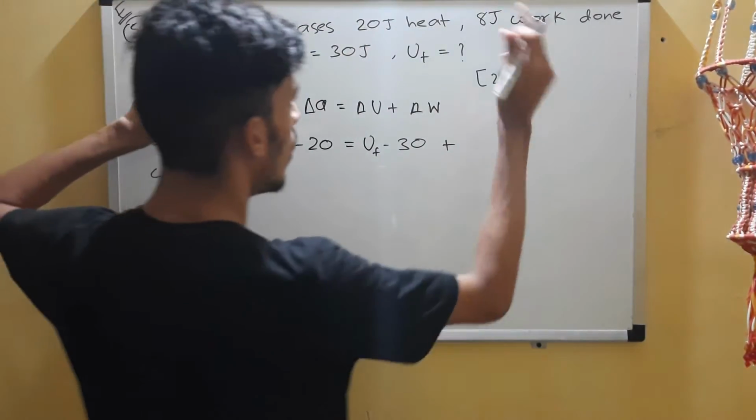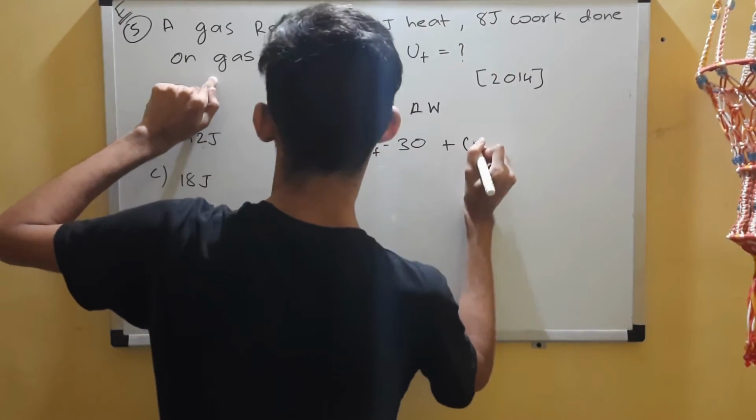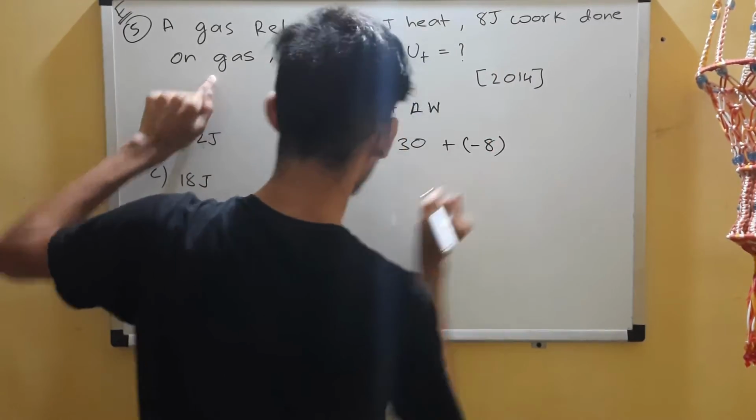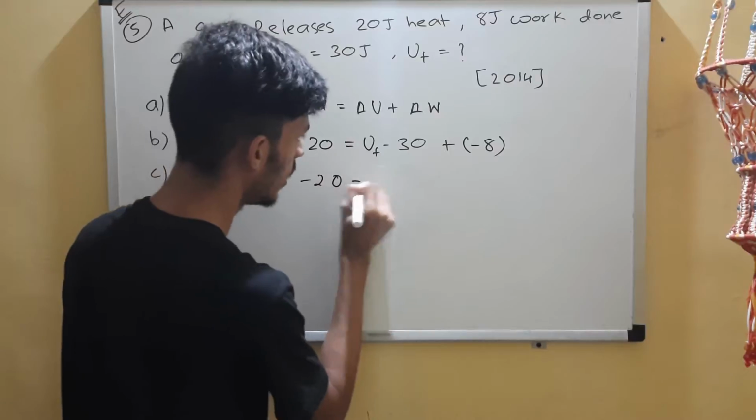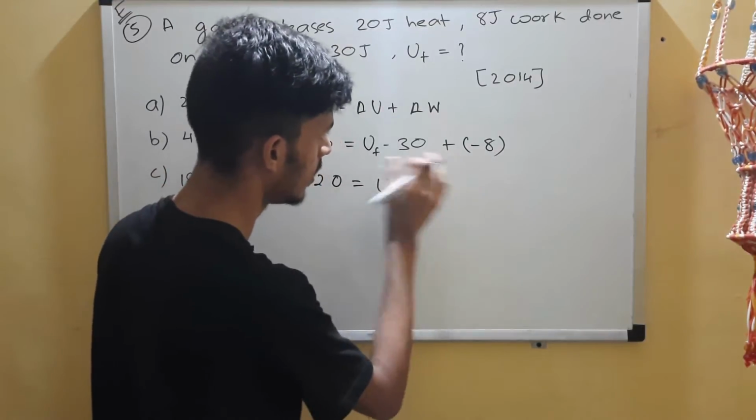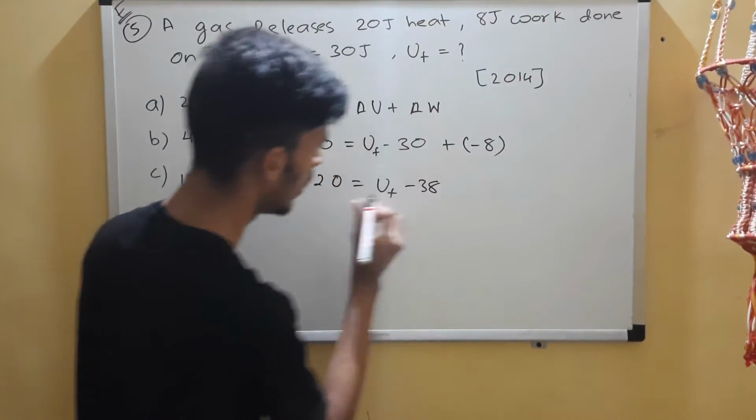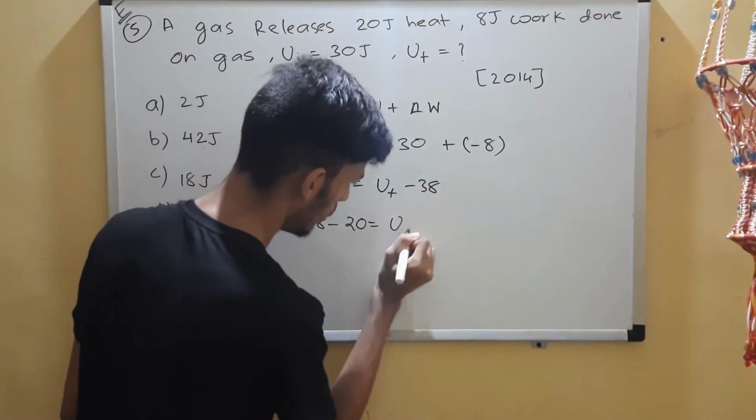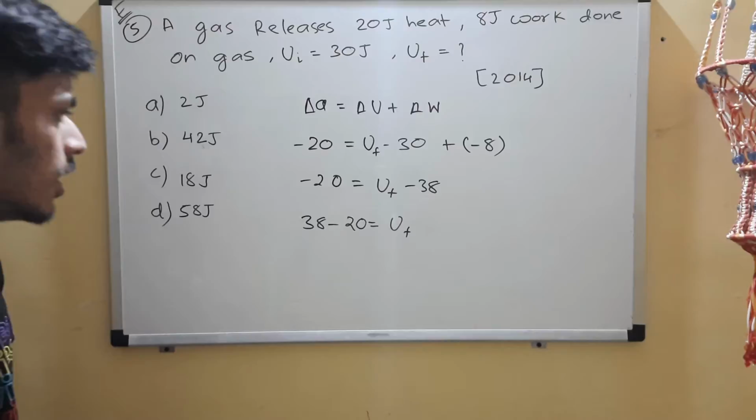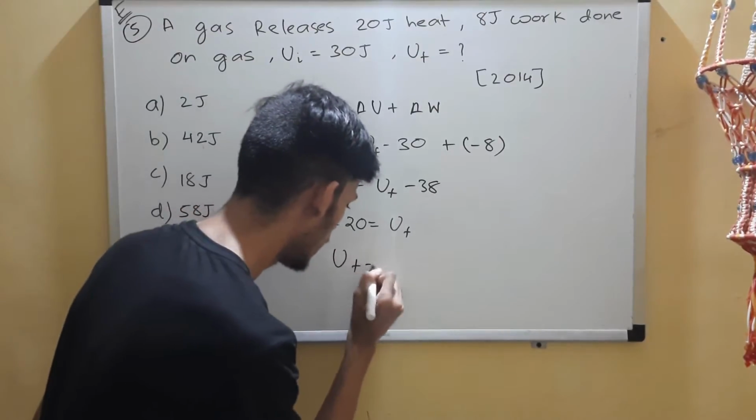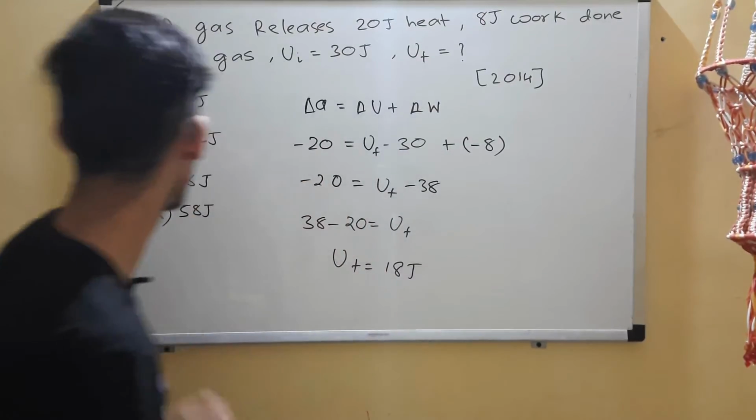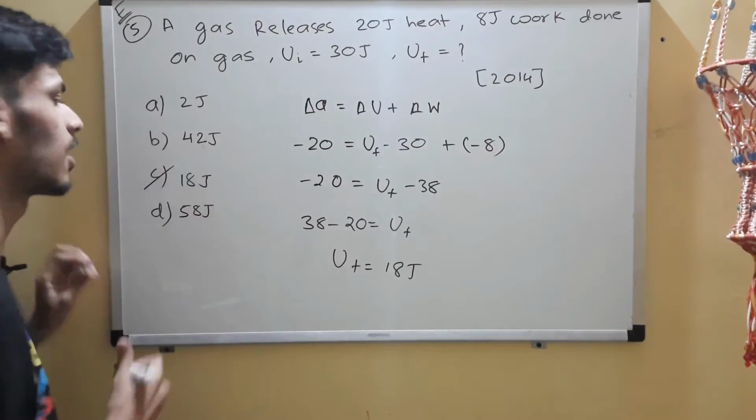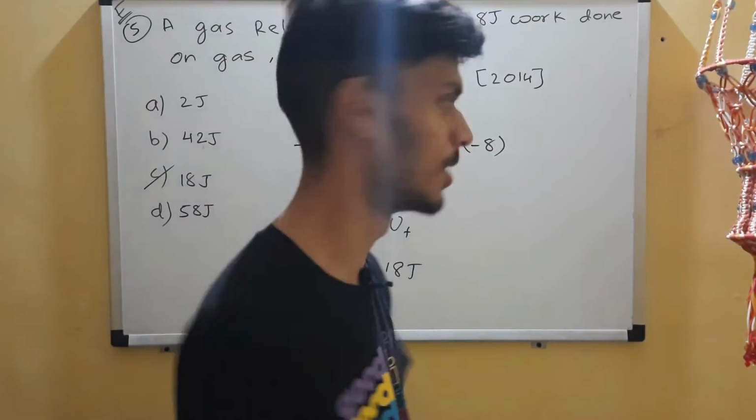So work done on the gas will be negative, so negative 8, okay? So minus 20, you final, minus here you'll get minus 38. So 38 minus 20, that will be the final internal energy, which is nothing but 18, right? So 18 joules. Option C is the correct choice. Over to the next question.